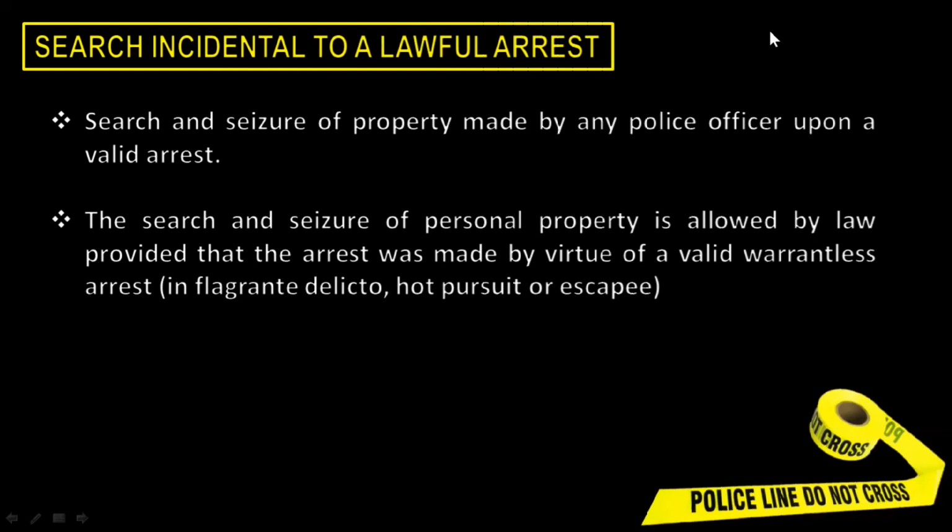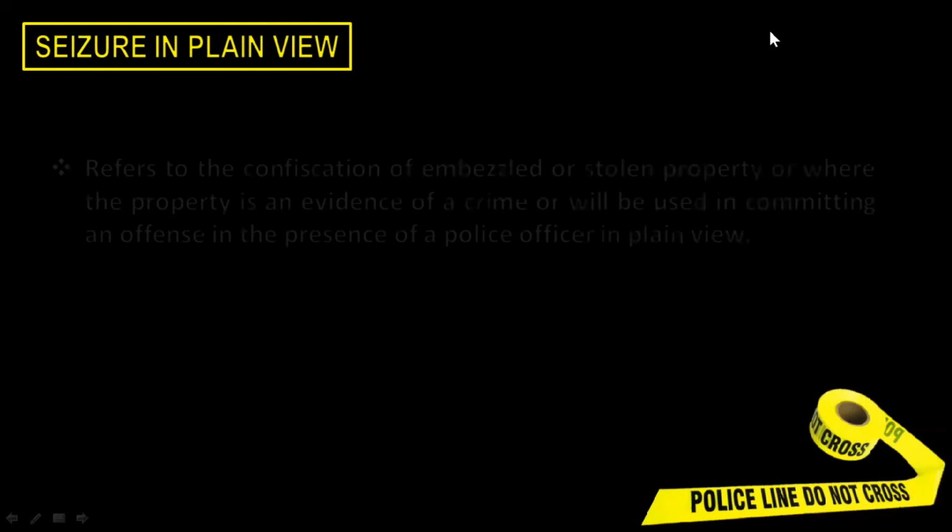So, dapat lawful yung arrest. So, in case arrest is conducted without warrant of arrest, the arrest should fall under the legal circumstance. Again, in flagrante delicto, hot pursuit, or escapee. Second circumstance, search may be valid even without search warrant, seizure in plain view doctrine.